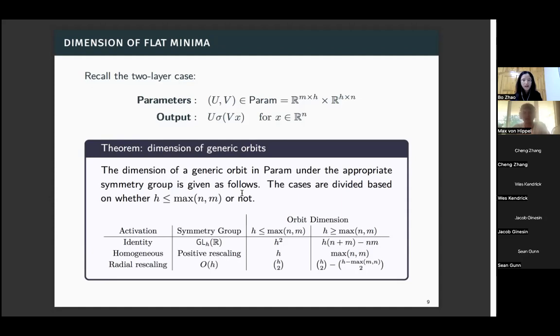And for radial rescaling activations, there is an orthogonal symmetry. The corresponding orbit dimension is h choose 2, which is also the dimension of the orthogonal group, or something smaller.